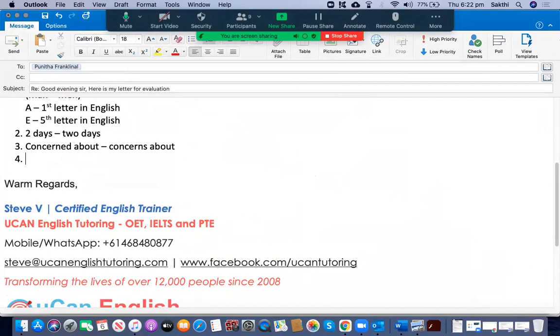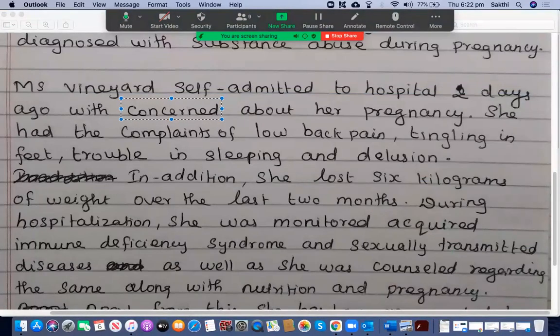Another best way to deal with the inappropriate use of nouns and verbs is that in every sentence you can go to the subject and find out the subject. Miss Vineyard is the subject. What you should have done is read this properly: Miss Vineyard self-admitted to hospital 2 days ago, that's right. "With the concerned about her pregnancy" is wrong, because it should be "with concerns about her pregnancy." So you need to proofread the sentences.